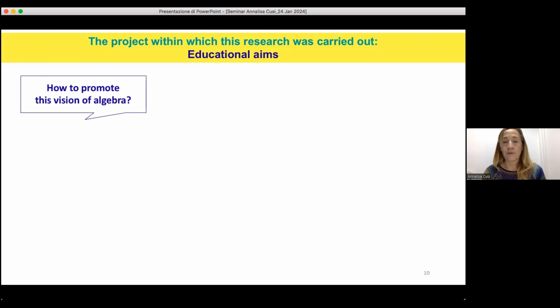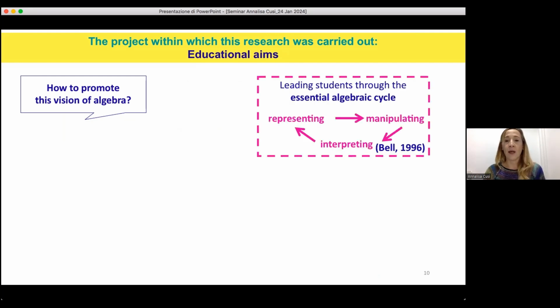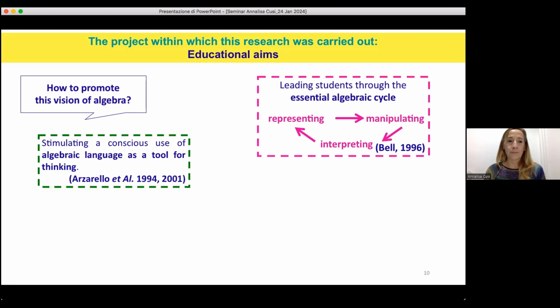How to promote this vision of algebra? There were, especially at the beginning of this century, a lot of studies on this issue. Alan Bell suggested to plan and design activities aimed at leading students through what he calls the essential algebraic cycle, that is, representing, manipulating, interpreting. Another important aspect, therefore, is to stimulate a conscious use of algebra as a language and as a tool for thinking.